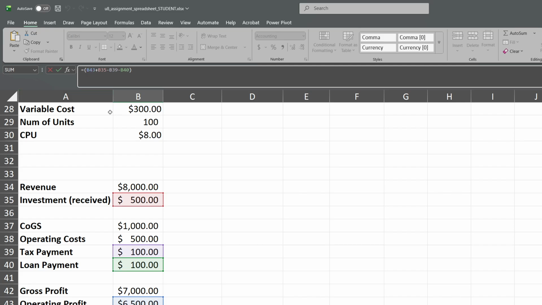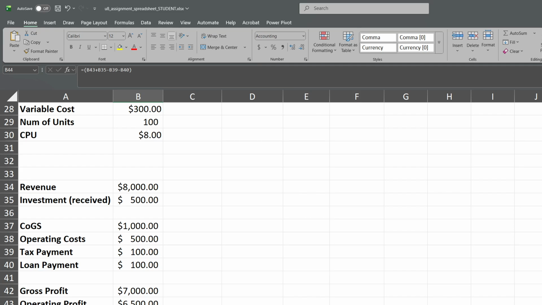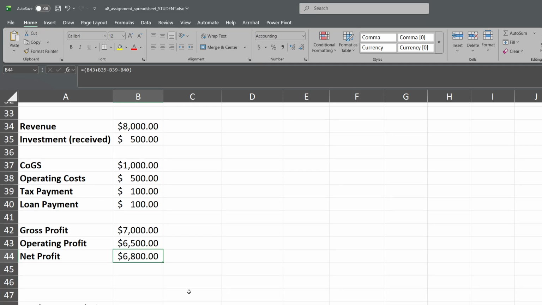If you look at what's in B43, that's our operating profit. So in order to calculate net profit, we're going to take our operating profit. We're going to add our investment of $500. We're going to subtract our tax payment, which was $100. And we're going to subtract our loan payment, which was $100. And what that gives us is $6,800. So that's our net profit.